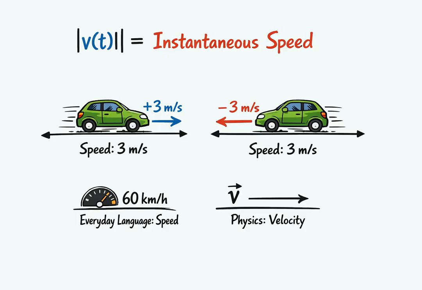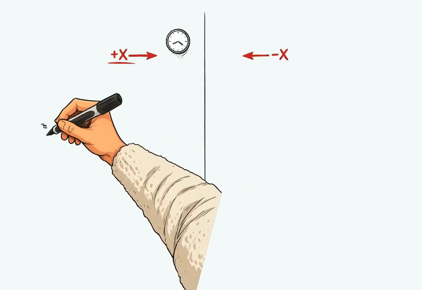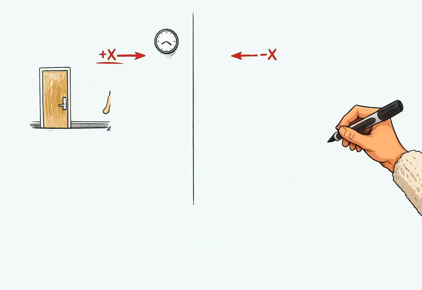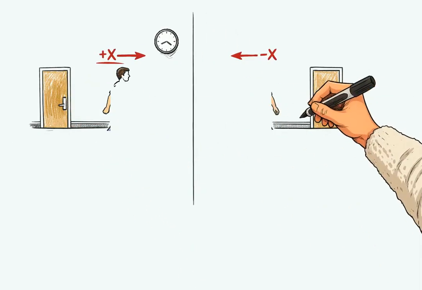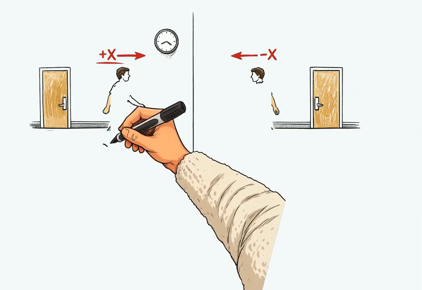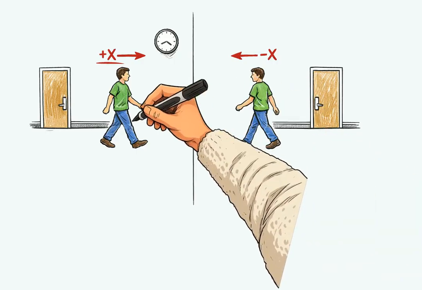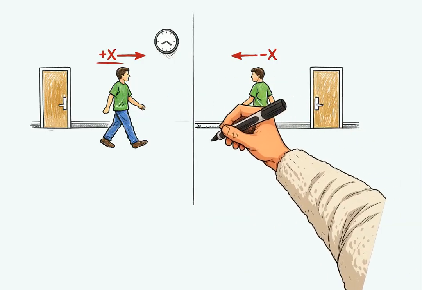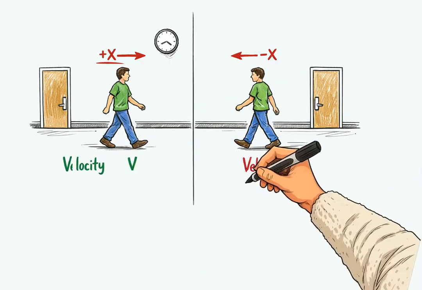Everyday language usually reports speed, 60 km/h, without specifying direction along an axis, while physics needs velocity whenever direction matters. A quick hallway image captures the distinction. Choose right as plus x. Walking right at a steady pace gives positive velocity and speed equal to that value. Turn around and walk left with the same pace, and your speed hasn't changed, but your velocity has flipped sign.